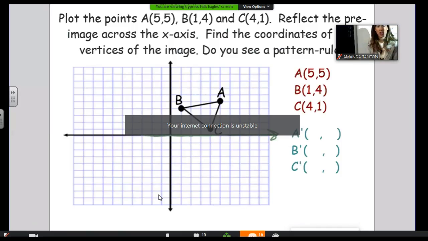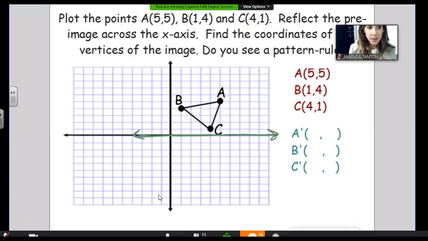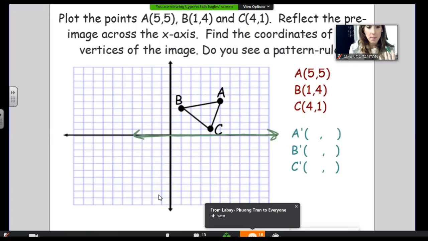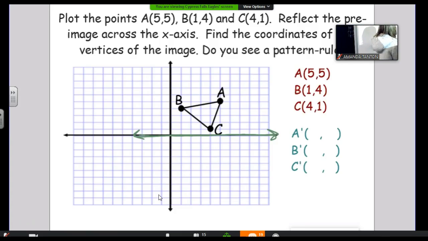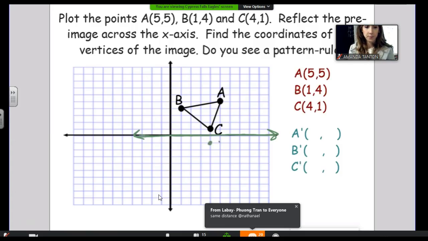And to reflect this figure, you're going to count how many units am I away from the line of reflection. Then you're going to travel the opposite direction, and you're going to make sure that they are equidistant. You're going to travel the same exact amount. Okay, so right now, let's do C first, because that one's easiest. How far is C from the line of reflection? How many units? 1. It's 1 unit away from the line of reflection. So I'm going to go 1 unit in the opposite direction and call it C prime.